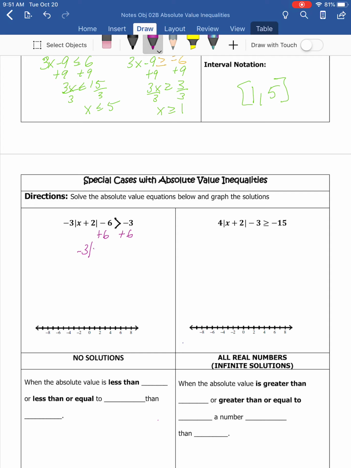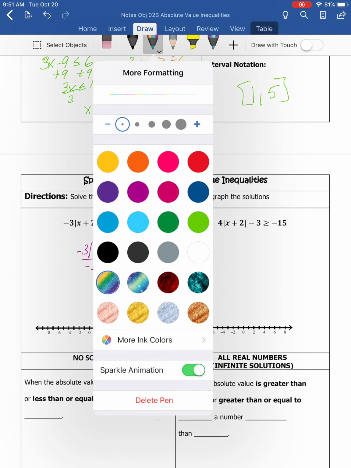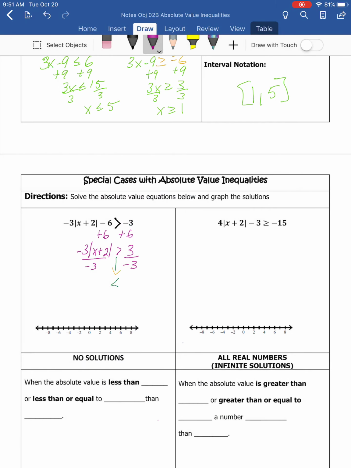So I have -3 absolute value. I'm going to just solve this like normal is greater than 3. I divide by -3. I divide by -3. What I need to remember is that when you divide by a negative, my inequality symbol switches. And that's just to make sure that the inequality remains true. So I have the absolute value of x plus 2 is less than -1.